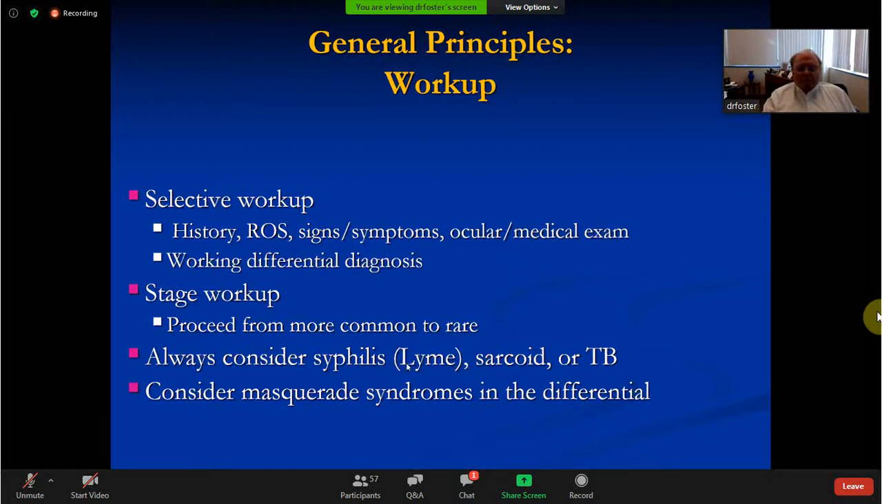So we always consider syphilis and sarcoid and TB in our patients, and also keep in the back of our minds the possibility that this might not be uveitis at all. This could be a masquerade. This could be lymphoma masquerading as uveitis.